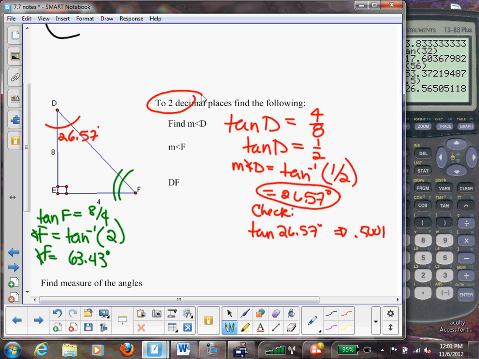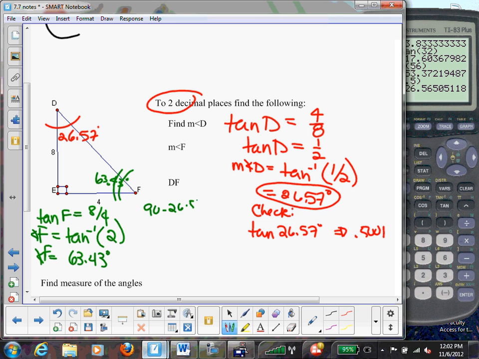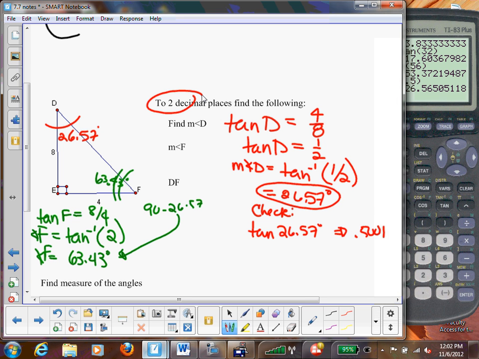Are we in agreement? What would have been the easy way to do this? 90 minus 26.57 also gives me this. Possibly. Okay. Then, how would I find angle DF, or side length DF? Pythagorean theorem is not allowed.